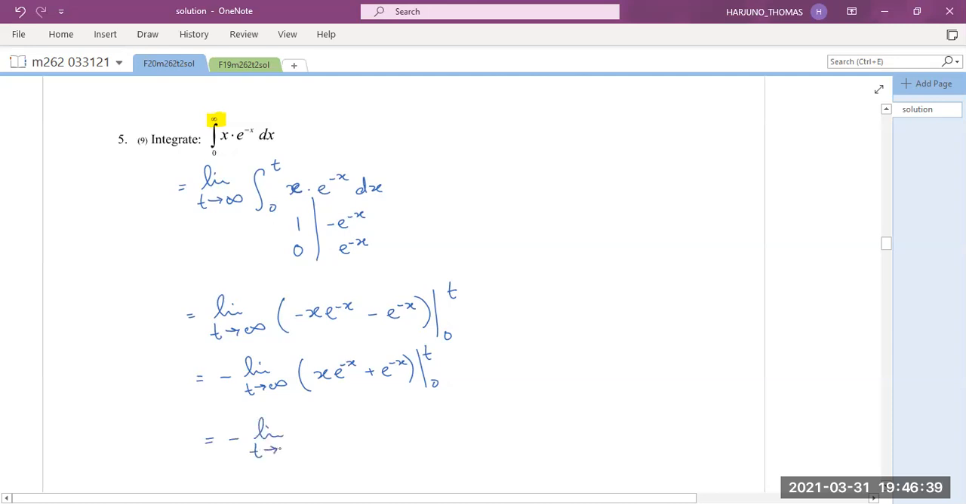Can you factor out the e to the negative x? Yeah, you can, but you cannot factor it out all the way to the left of the limit. But yes, you can if you want to.